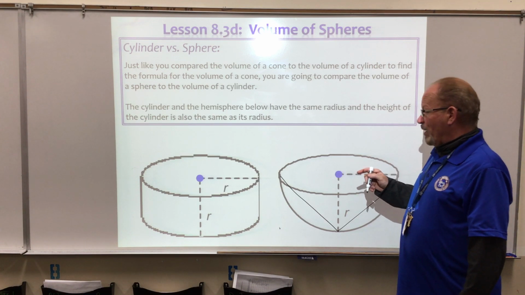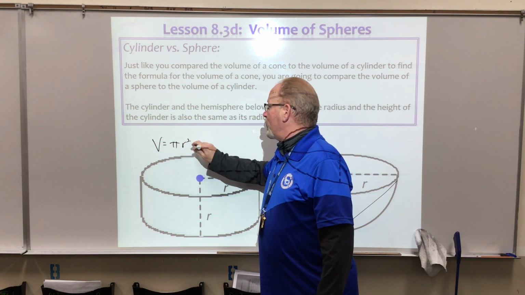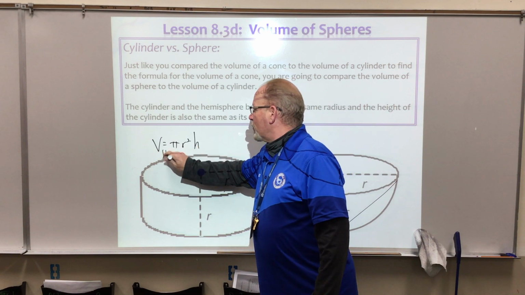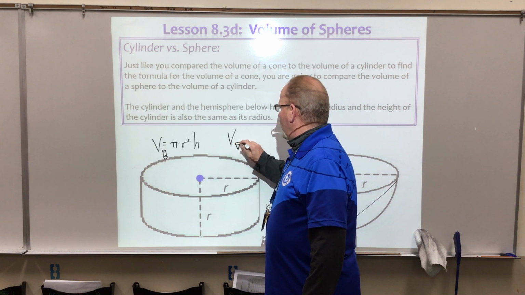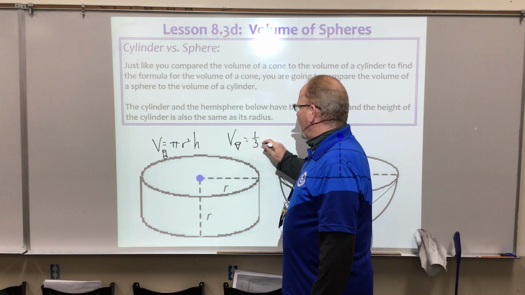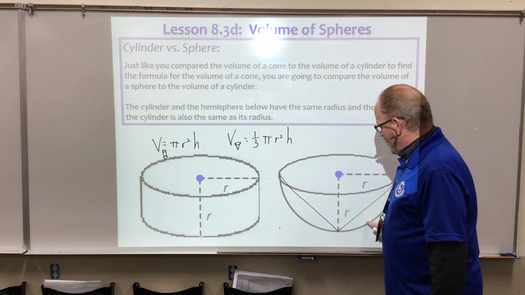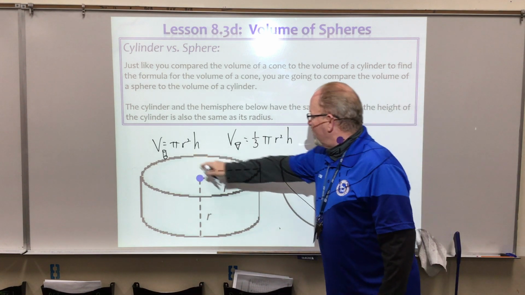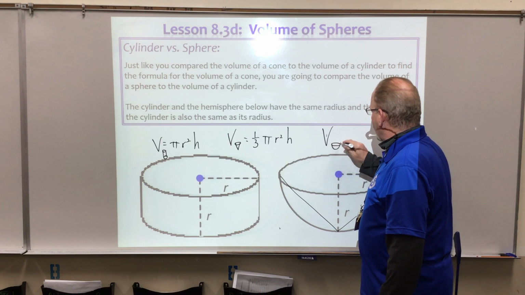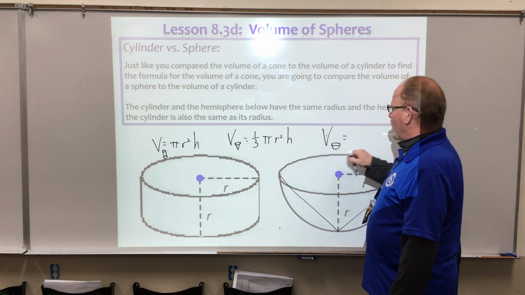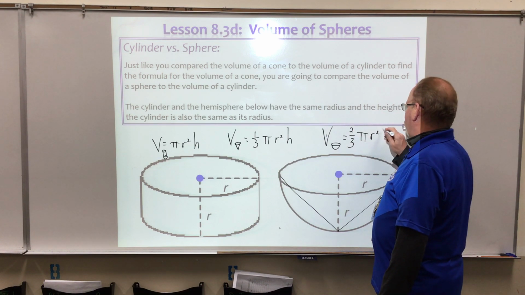Okay, so the cone was 1/3 pi r squared h. The cylinder was pi r squared h. The cone was 1/3 of that. And now this is more than the cone, but less than the cylinder. And in fact, what it is, any guesses? Yes, you're right, 2/3 pi r squared h.